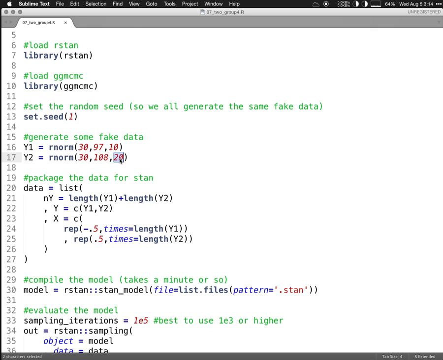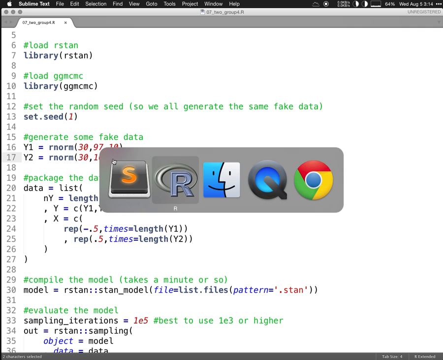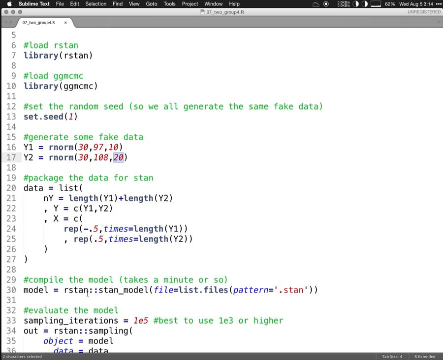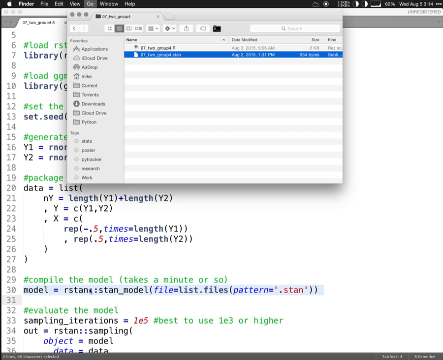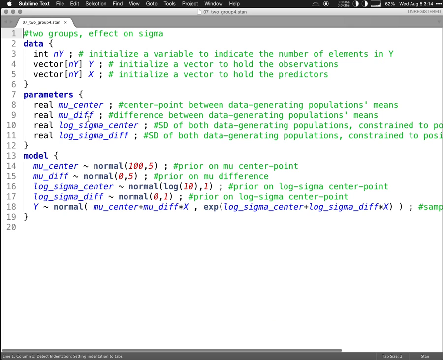But in Bayesian world, you don't need to make that assumption. You explicitly estimate whether there's a difference between the two groups in that sigma value. So I'll take a look at, compile while we look at what we do.